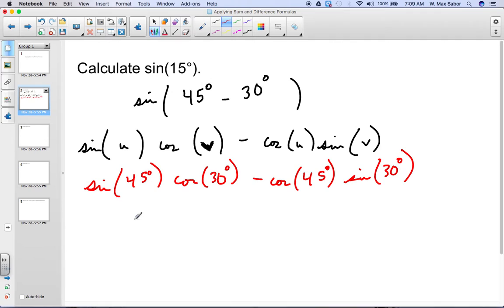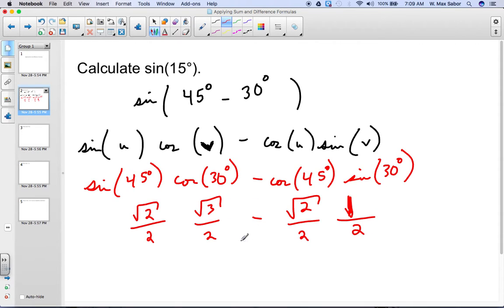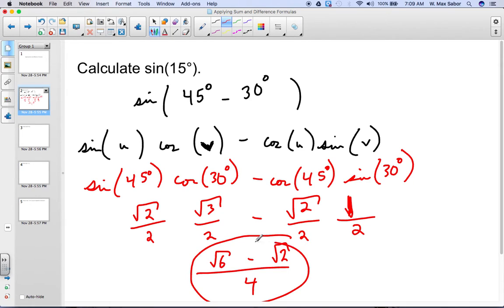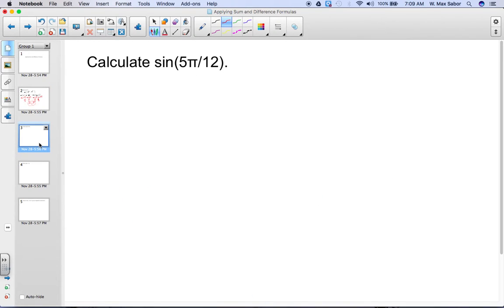So sine of 45 degrees is square root of 2 over 2. Cosine of 30 degrees is square root of 3 over 2. Cosine of 45 degrees is square root of 2 over 2. Sine of 30 degrees is 1 over 2. So we get square root of 6 minus square root of 2, all over 4, because they have a common denominator of 4. So that is the sine of 15 degrees. Something we didn't know before how to calculate.